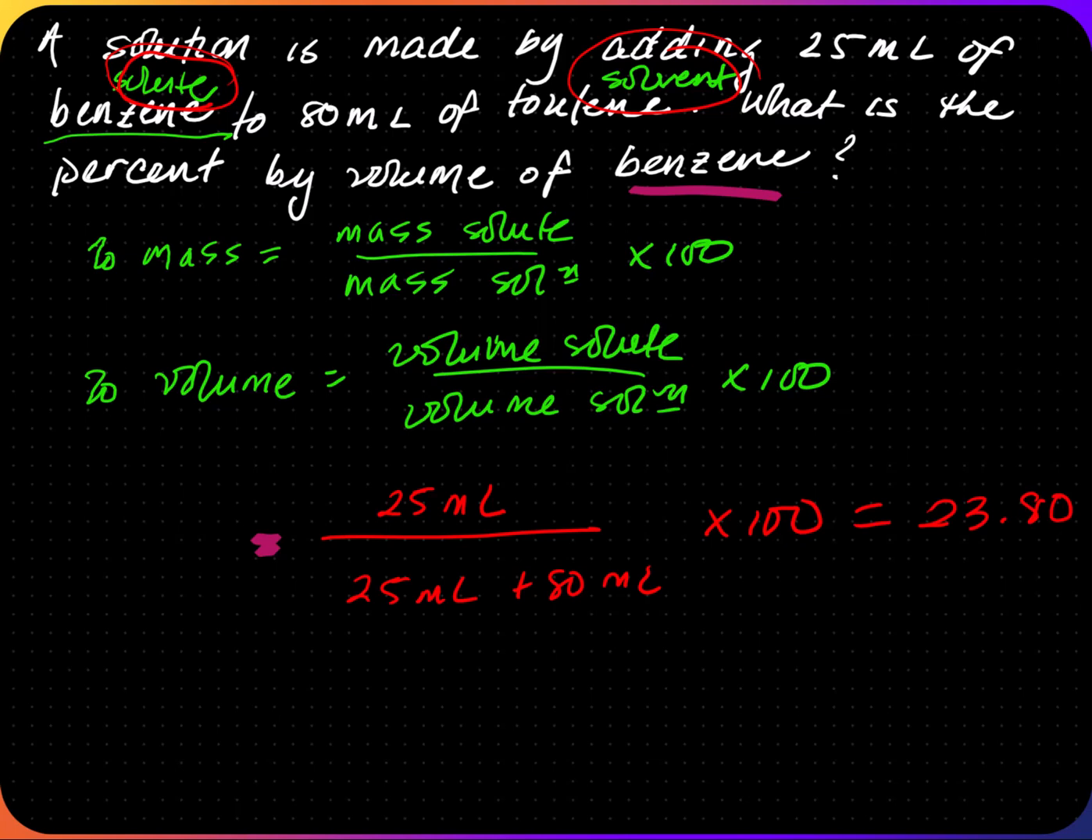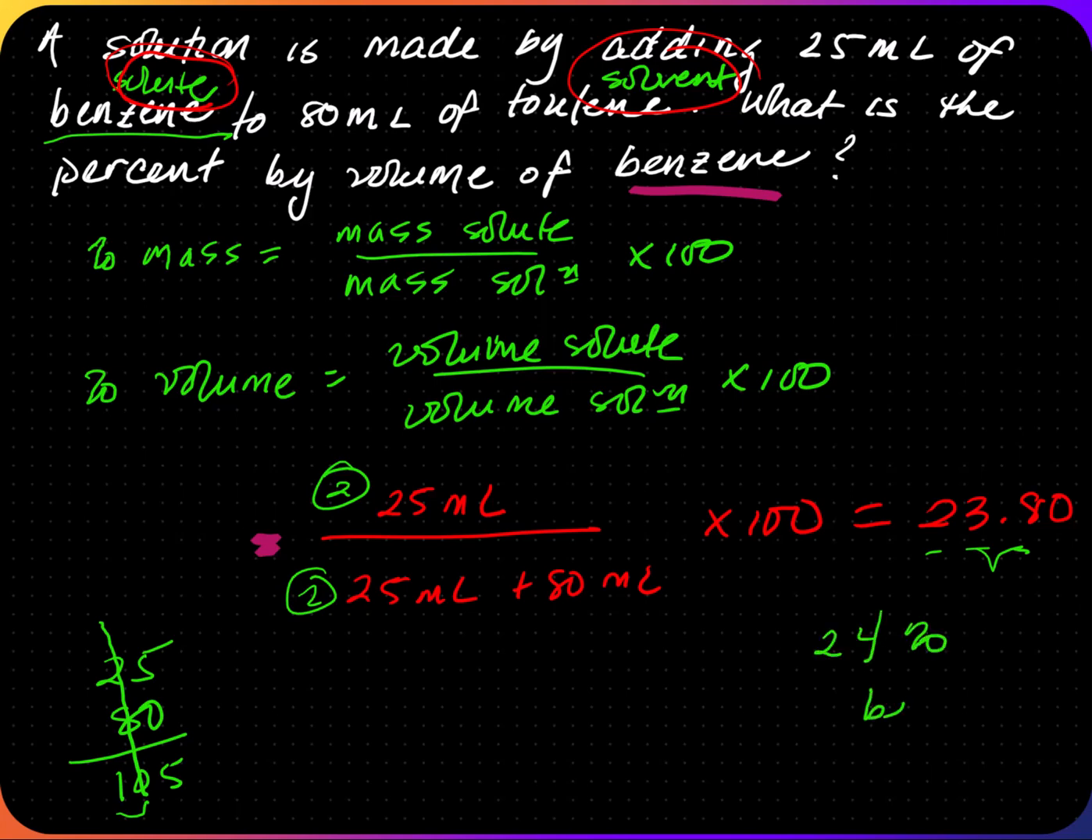23.80. So now I need to do sig figs. So for 25, there is 2 sig figs. If I add 25 to 80, I need to line up the decimal. This is going to be 105. So I'm going to round here. So there's going to be 2 sig figs. So my final answer is going to be the least amount, which is 2. So it's going to be 1, 2. I look 1 to the right. This is going to be 24% of benzene.